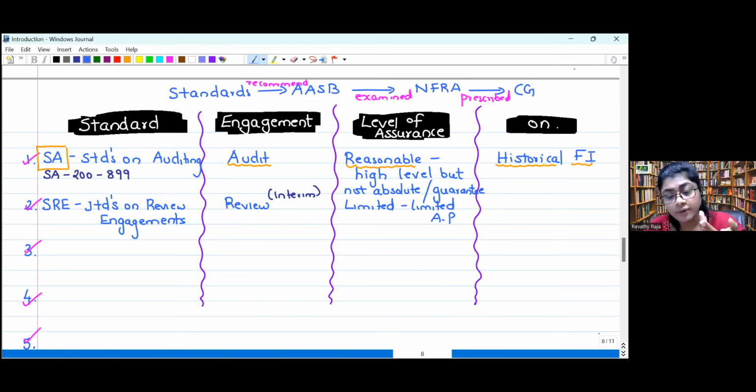Now, on what are you giving limited assurance? Again, on historical financial information, which can be interim. So, on historical financial information, to give limited assurance while conducting the review work, you have SRE, Standards on Review Engagements. There are two: SRE 2400 and SRE 2410, which you will learn as a separate chapter. If this is clear, can we go to three?